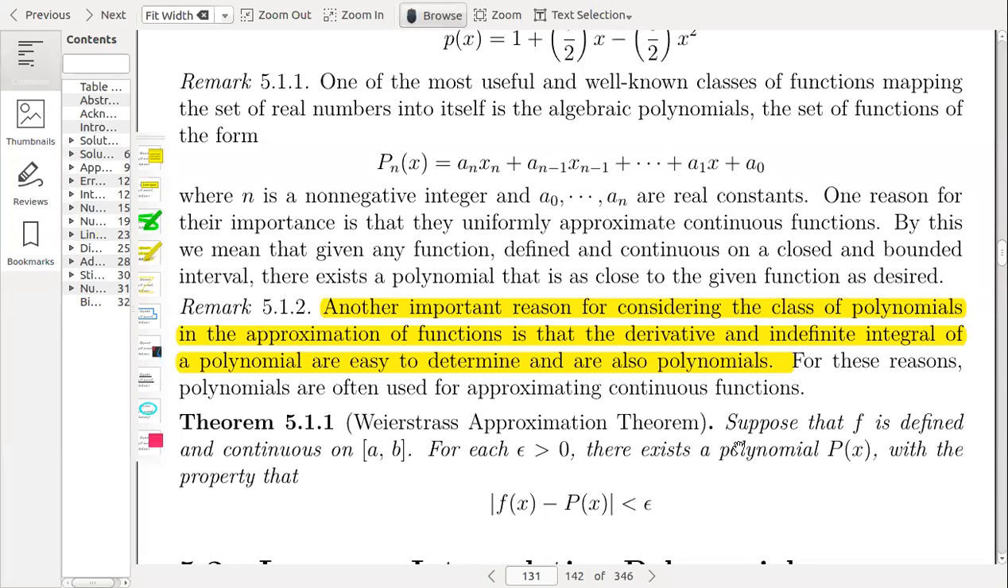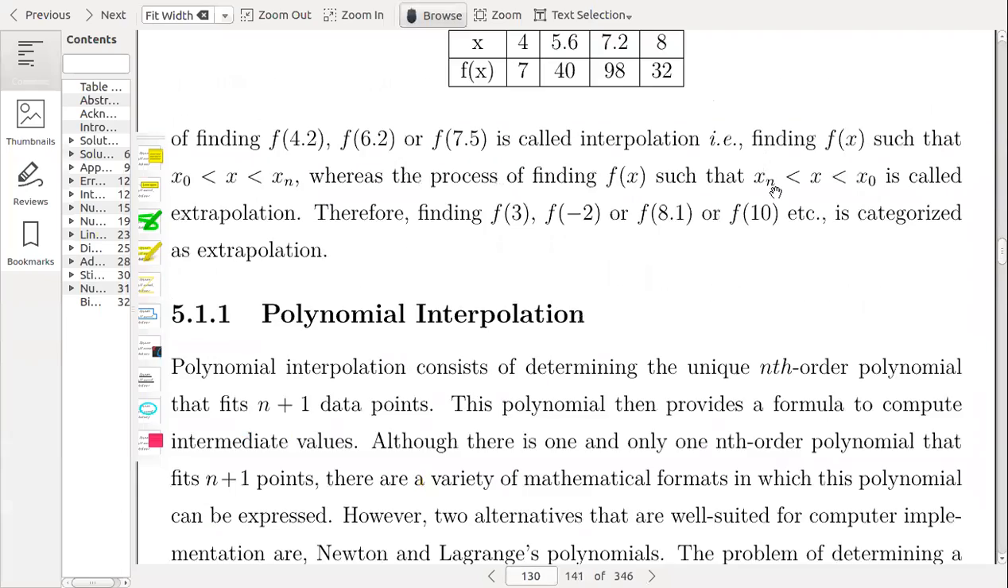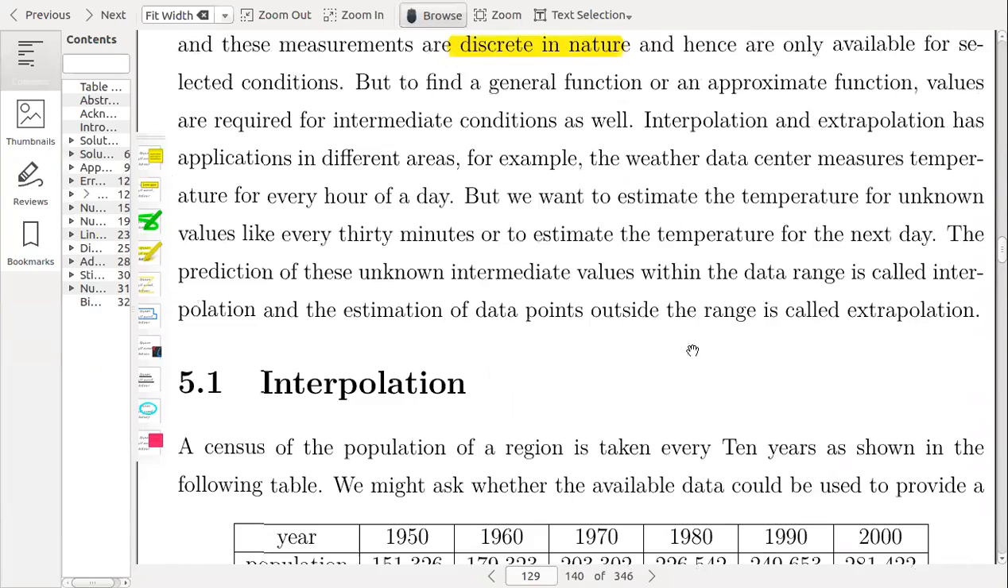Weierstrass approximation theorem: suppose that function f is defined and continuous on the interval [a, b]. Then for any epsilon greater than 0, there exists a polynomial with the property that the difference between the function and the polynomial can be made less than epsilon. That is what we want to say for this interpolation.